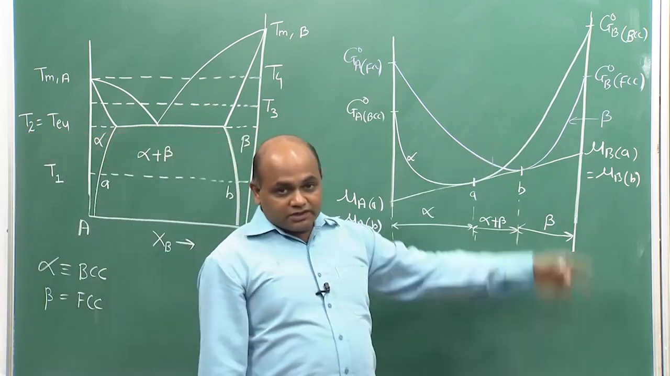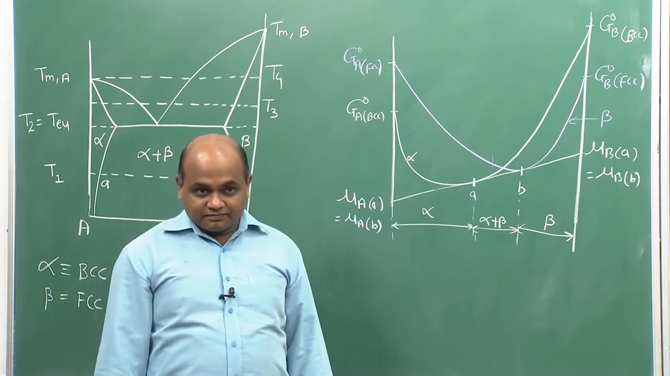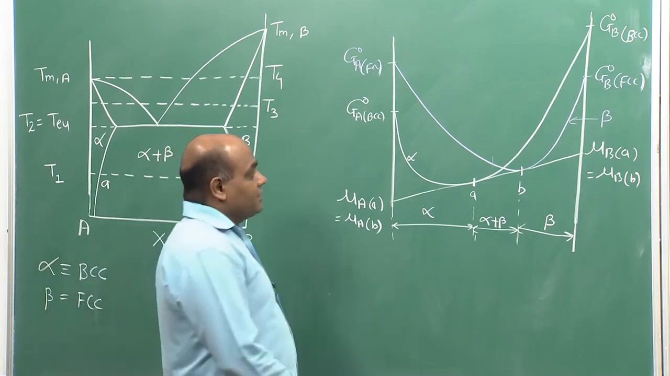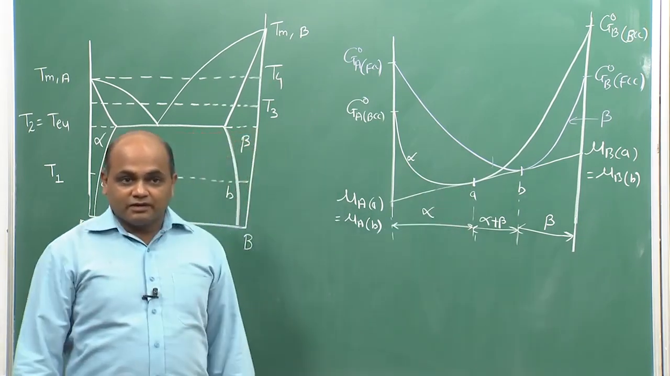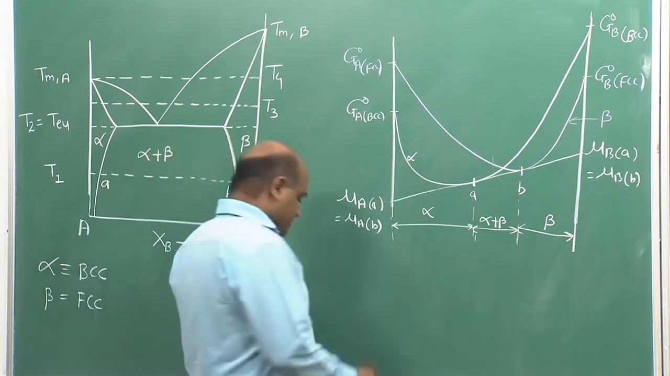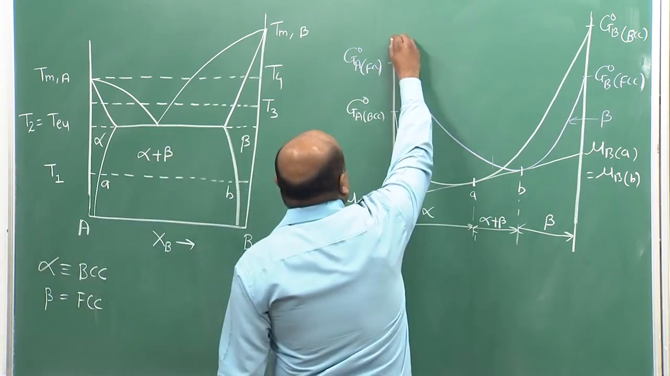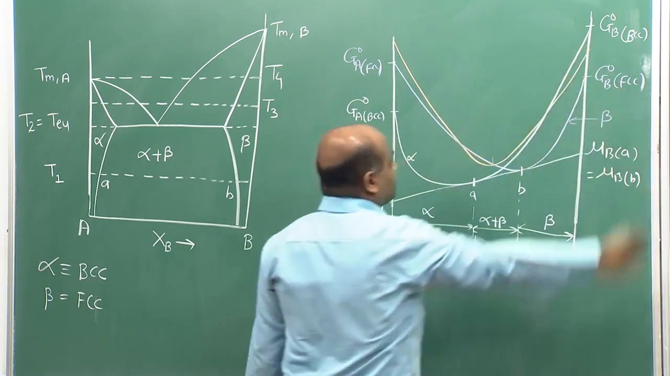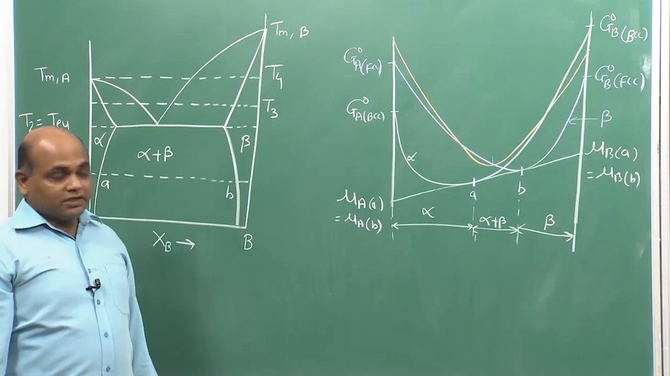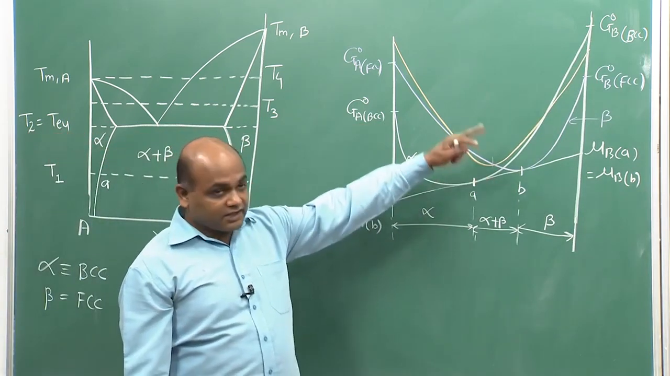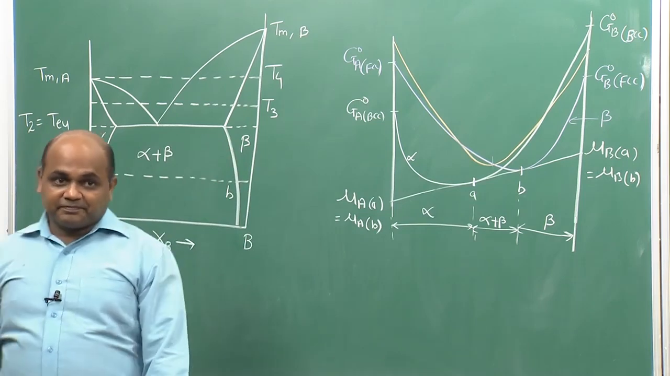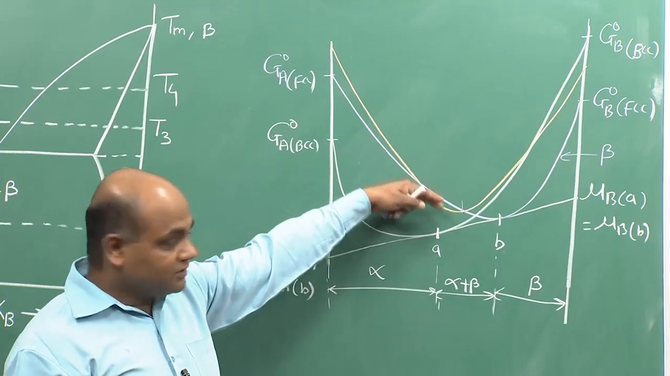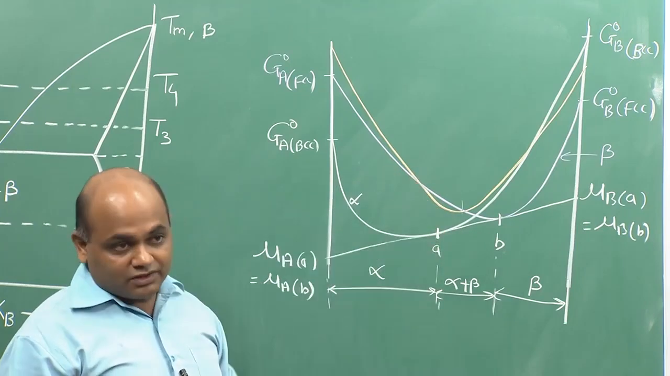What about the liquid solution curve? It will be lying above. So, the liquid solution curve will be lying above. So, it has to be lying above this tangent line, right? As the temperature increases, the Gibbs energy of the liquid solution is decreasing faster than the solids, right.